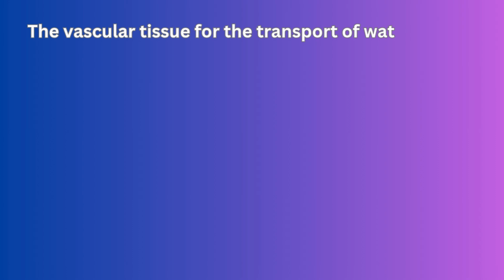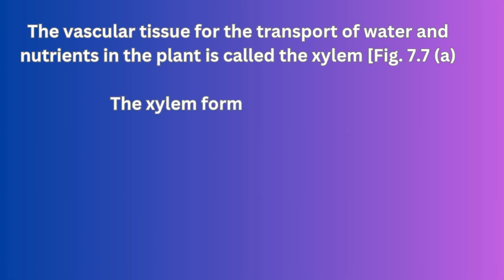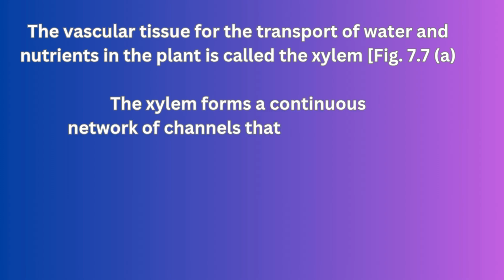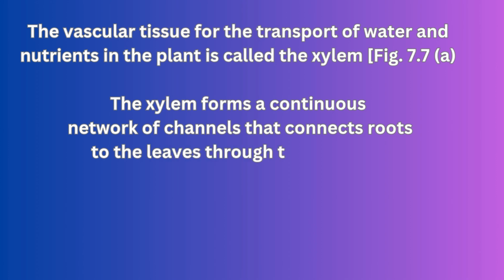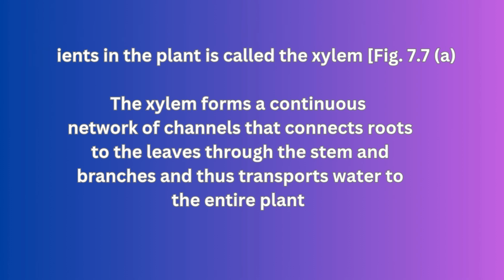A tissue is a group of cells that perform specialized function in an organism. The vascular tissue for the transport of water and nutrients in the plant is called the xylem. Figure 7.7a. The xylem forms a continuous network of channels that connects roots to the leaves through the stem and branches, and thus transports water to the entire plant.